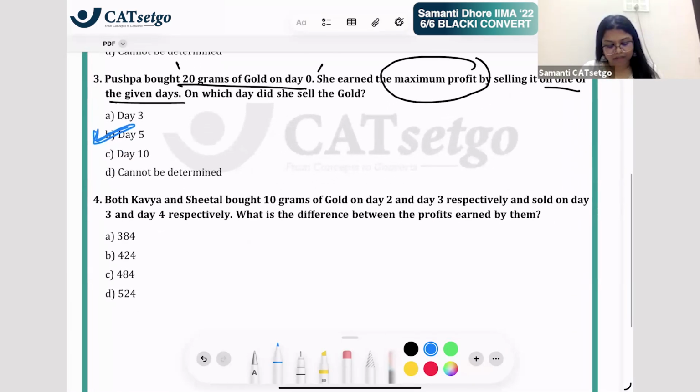Now it says both Kavya and Sheetal bought 10 grams of gold on day 2 and day 3 respectively and sold on day 3 and day 4 respectively. What is the difference between the profits earned by them? So Kavya bought it on day 2 and sold it on day 3, while Sheetal bought it on day 3 and sold it on day 4.